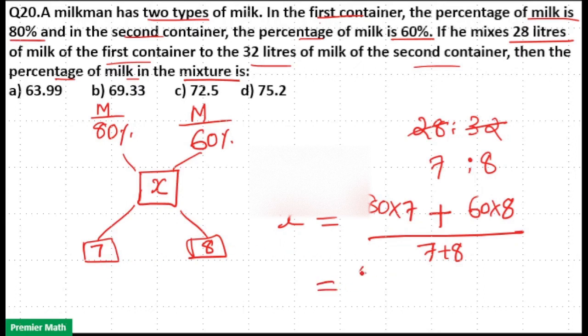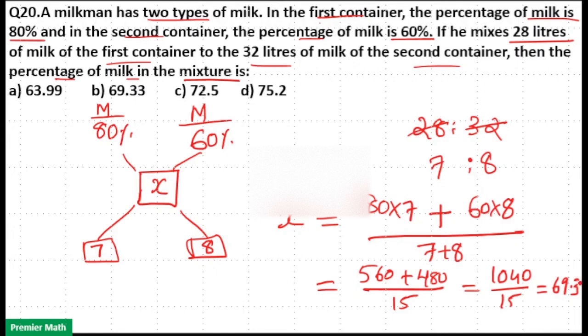So your answer will be 560 plus 480 divided by 15. That will be equal to 1040 divided by 15. 104 by 15 is 6, 6 15s are 90, so 140 divided by 15 will be 9 and remaining 5. 50 by 15 is equal to 3. So 69.33. Option B will be your answer.